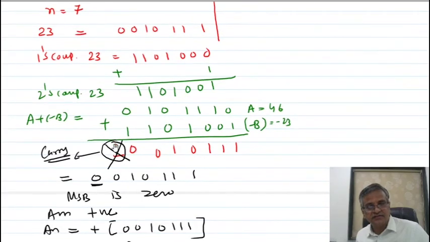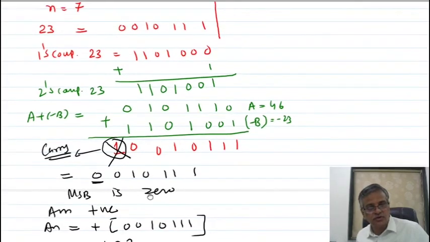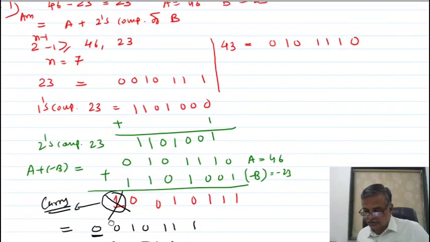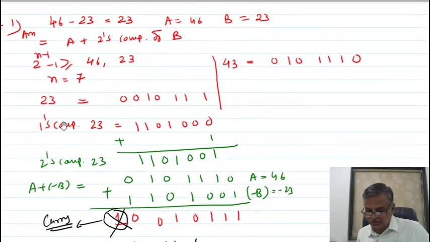Discard it. Then check your sign. MSB is 0, so it is positive. So in this way you can get your answer.